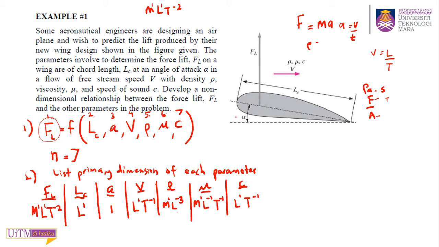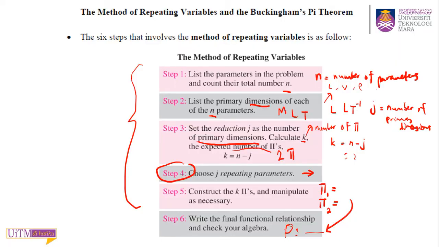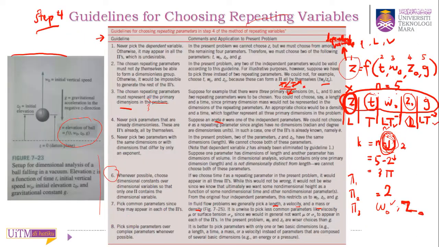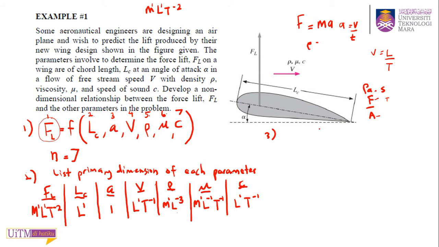Okay, step 3. In step 3 you need to find the number of K kan. Set the reduction J as the number of primary dimensions, and then calculate the K, the number of expected pi. Okay, so what is the value for your J here? Siapa boleh tahu? Siapa boleh beritahu number of J, the primary dimension?